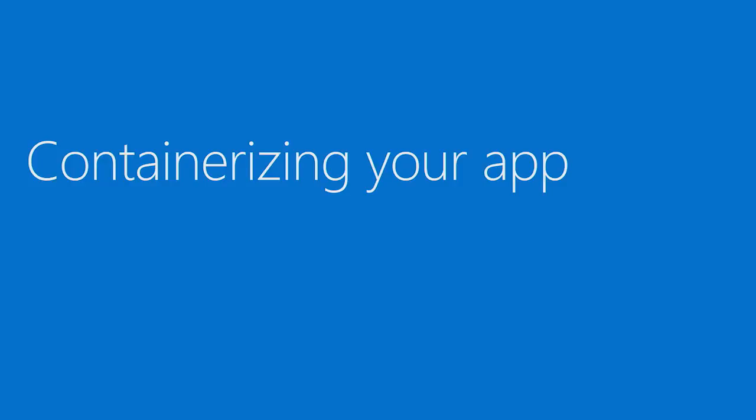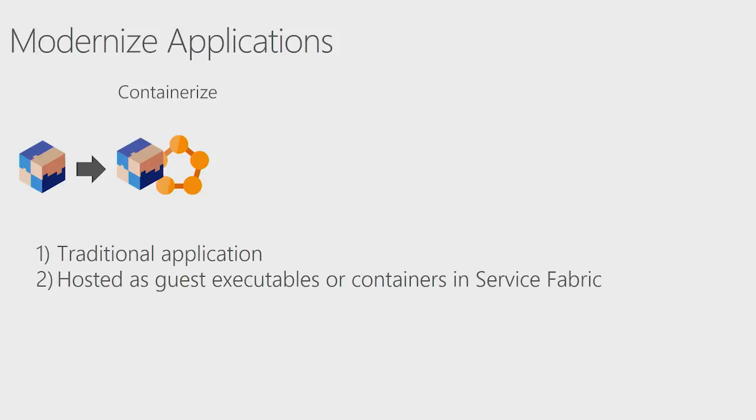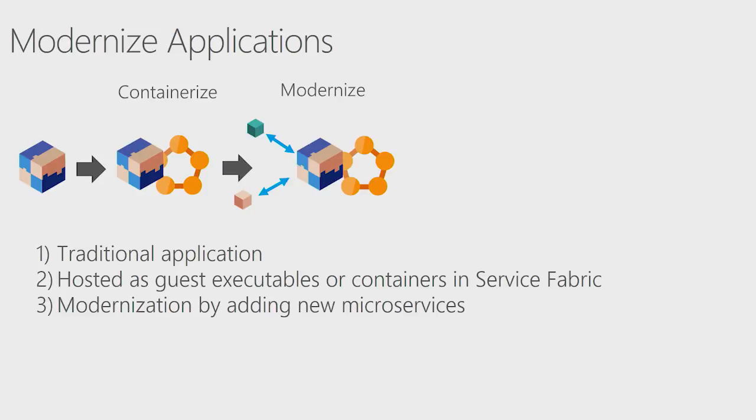Well, the first step is we're going to containerize our application. We're going to take our traditional application and put it into a reusable format. We can package it up in a container. In this case, we're going to use Windows containers. Or we can use a guest executable, which is essentially a folder that has all your dependencies, and you give it to Service Fabric and it runs it across the platform. The next step is to modernize it by adding new services around it, supporting services that are going to enable you to become more agile.